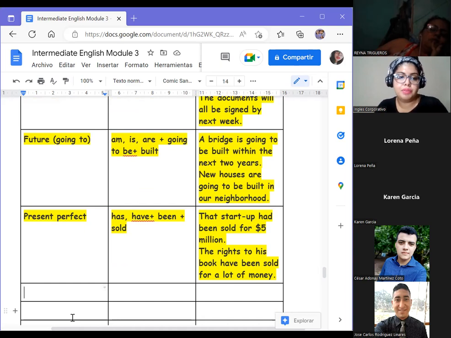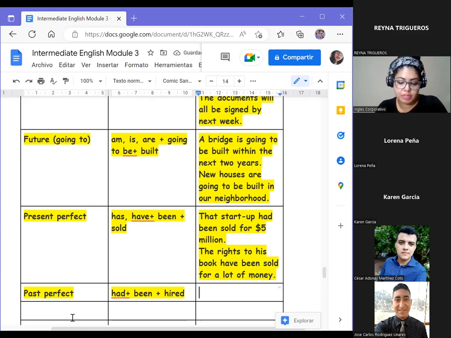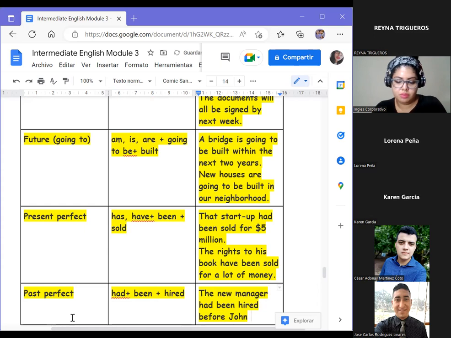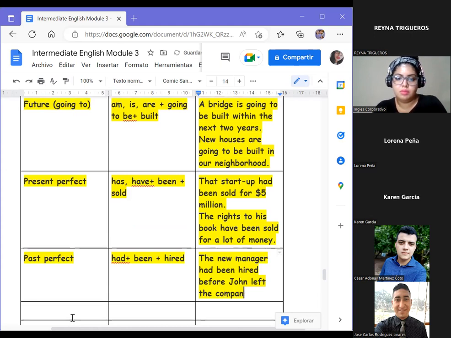Then we have the past perfect. And in this case, again, we are not going to use the verb to be. In this case, we just use had. Had plus been plus hired. That is the past participle. And we have the example. The new manager had been hired before John left the company.